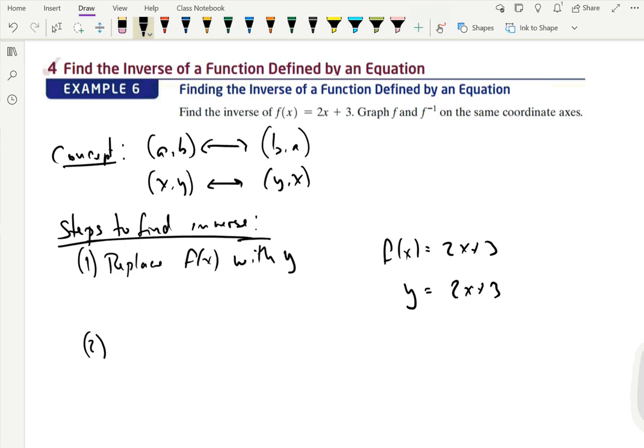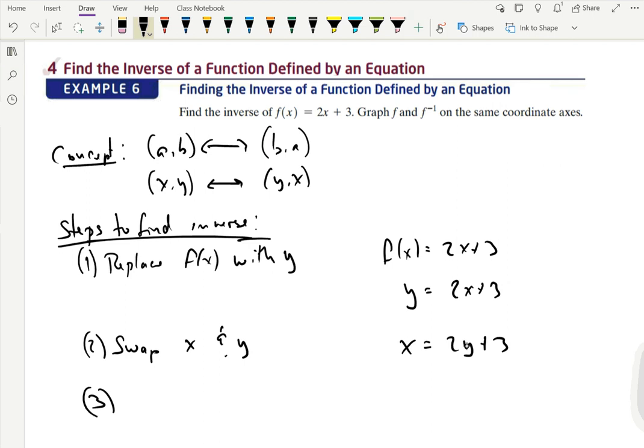Second step then: notice that every (x, y) in the function is the same as (y, x) in our inverse function. So what we're going to do is swap x's and y's. Every place there's an x, replace it with a y. Every place there's a y, replace it with an x. So over here, I'm going to write x equals 2y plus 3.